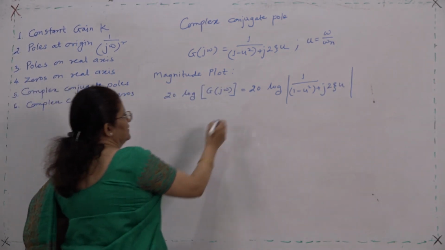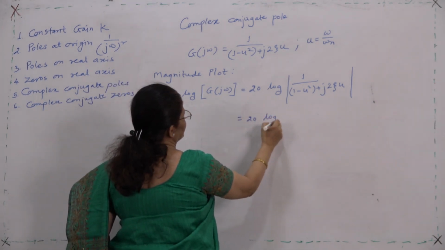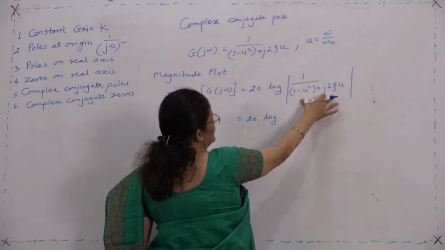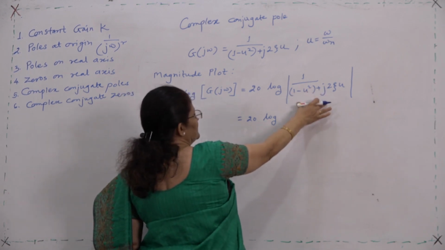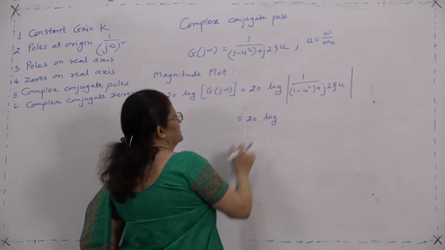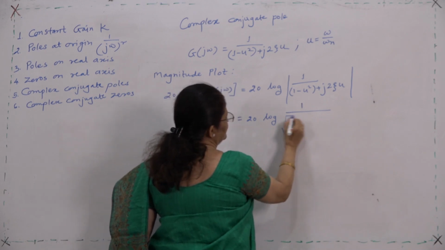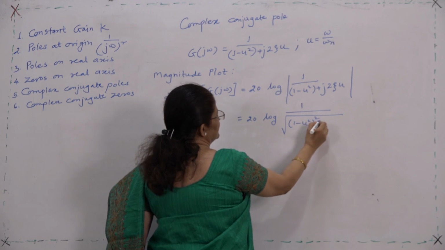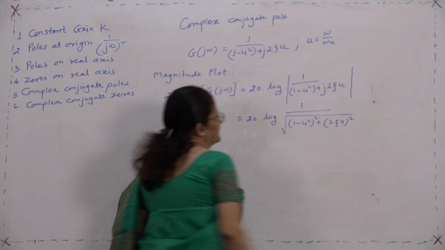Okay. So, what is the magnitude you will get here? 20 log of the magnitude of this complex term. So, how will you write here? Magnitude of this is under root real part square plus imaginary part square. So, what you will get here is 1 upon under root of [1 minus u square] bracket square plus [twice zeta u] bracket square. Is it okay?